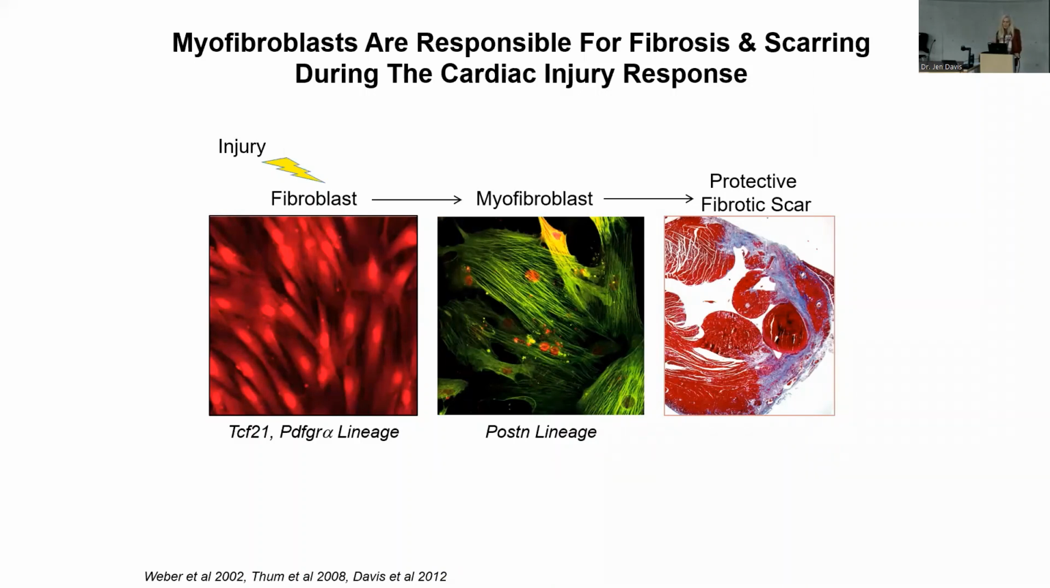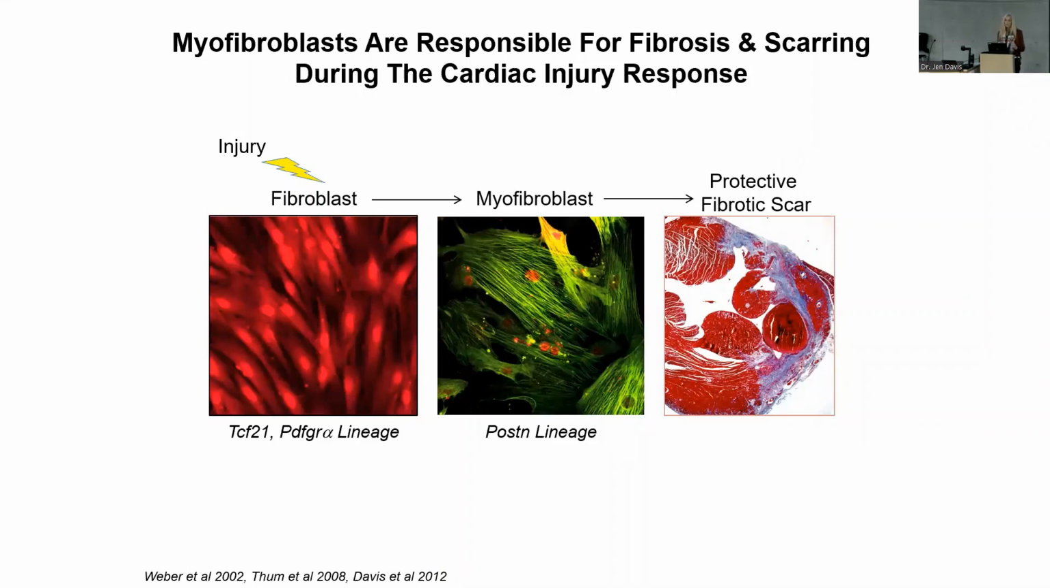Another characteristic of myofibroblasts is they become positive for a matricellular protein called periostin. In fact, the expression of periostin happens really early in the process of developing these cells. The other primary hallmark of a myofibroblast is that it secretes a large amount of what we call a protective fibrotic scar. Again, that's shown for you here in this Masson's trichrome stain in blue, and this is an infarcted mouse heart.